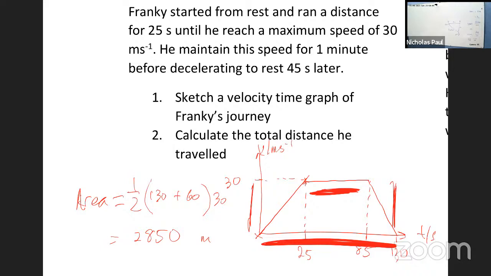Any questions online? Any questions earlier? So remember, even if you don't remember the trapezium rule, you can break it up into 3 shapes, right? 2 right-angle triangles and a rectangle. So you can break it up a little bit.